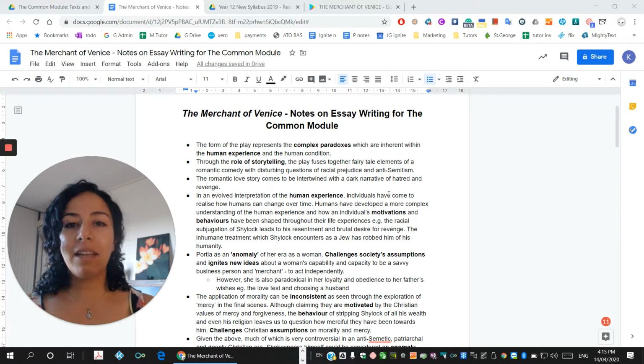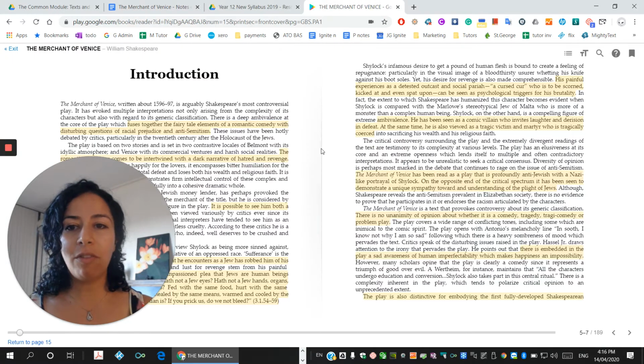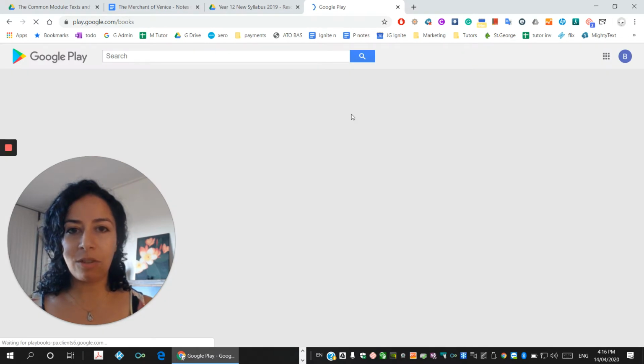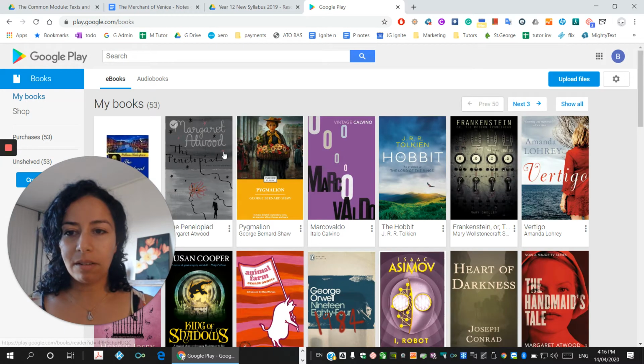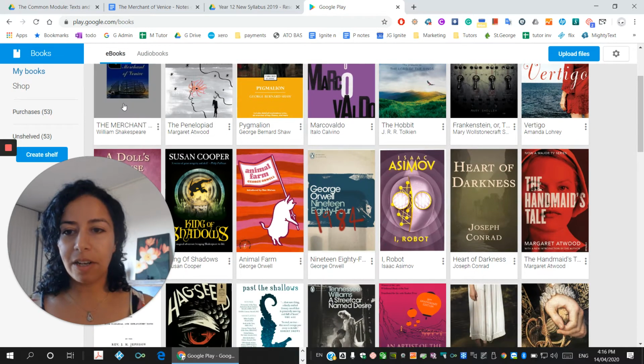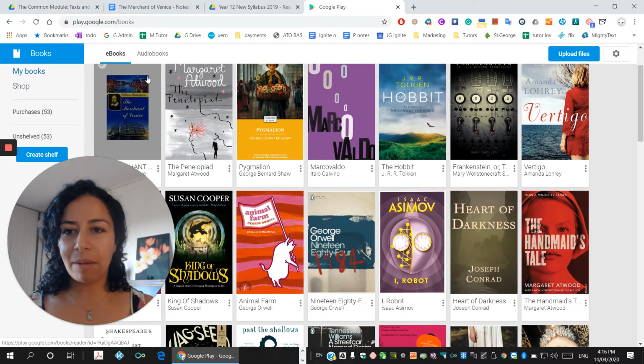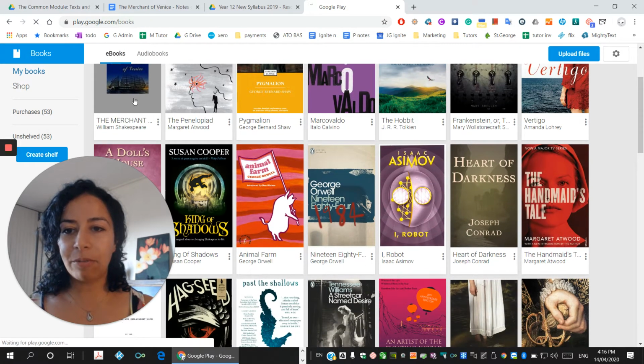The other thing I'm going to be using today is a copy of the Merchant of Venice through Google Books. If you would like to download it, have a look at this version. It's this one here, so you can see that particular title and get it from Google Books.